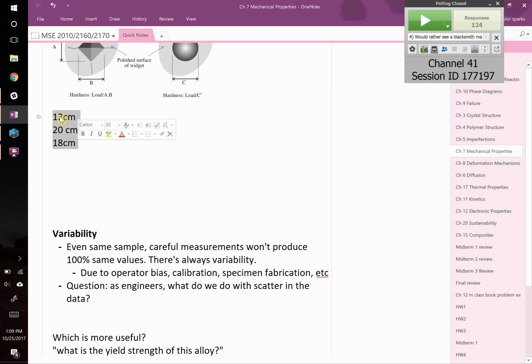What else could you do, Jeff? You could say maybe like 25% break at 12 centimeters, 15% break. Yeah, now it's getting better. Now you're actually breaking it down into some sort of fraction of failure. That's really useful.